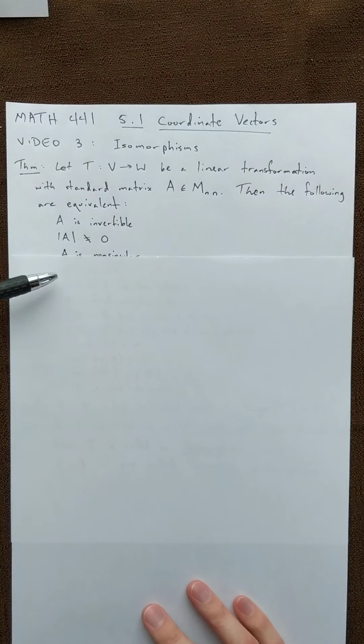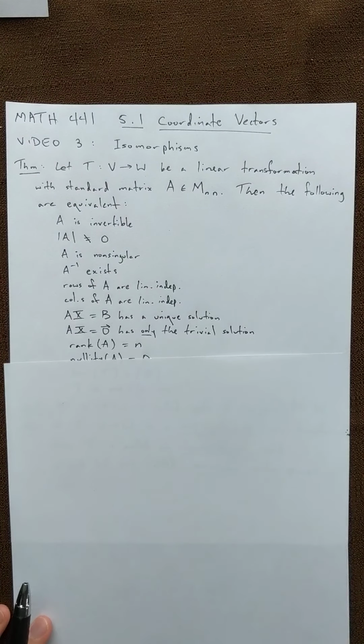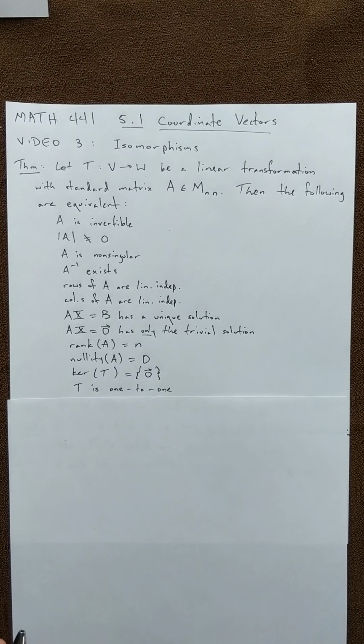And we've already seen a million things that are equivalent to A being invertible, and we were going to tack on a couple of new ones. So we already know that if A is invertible, its determinant is not 0, which means that it's called non-singular. If it's invertible, its inverse exists. If these things all happen, then the rows or the columns should be linearly independent. Ax equals b should have a unique solution. For Ax equals 0, that unique solution is the 0 vector.